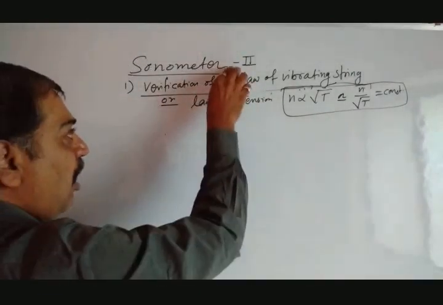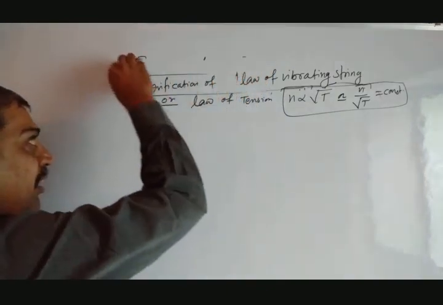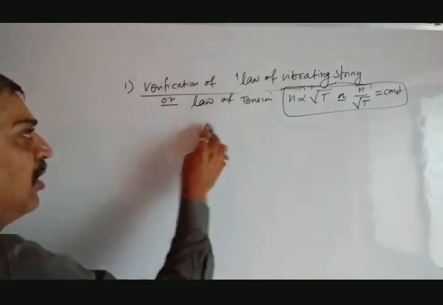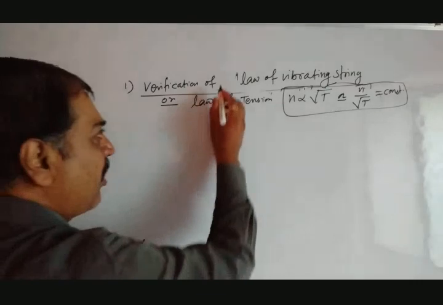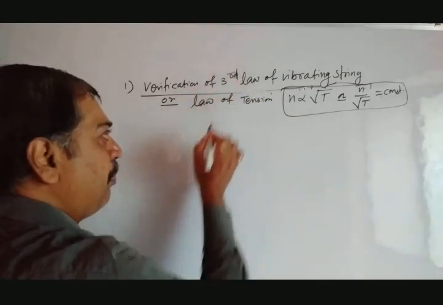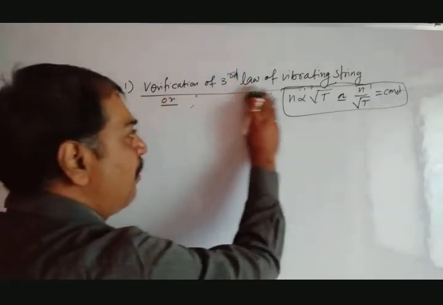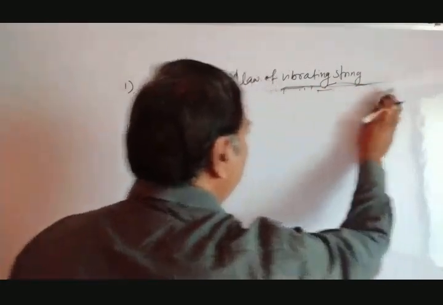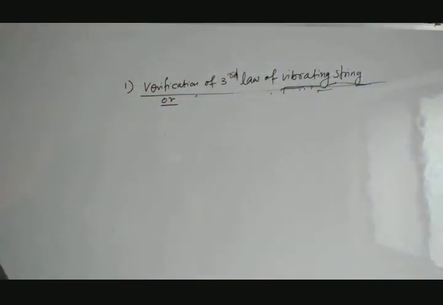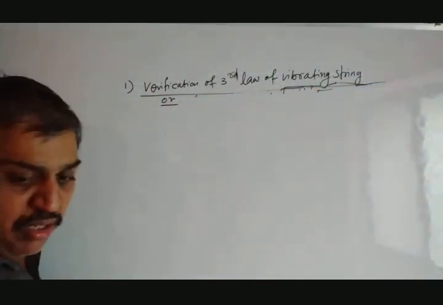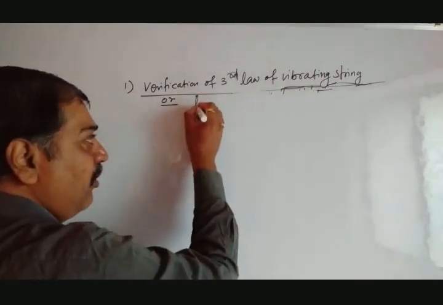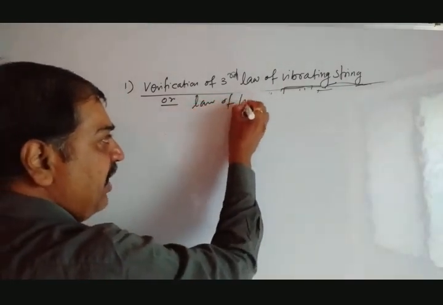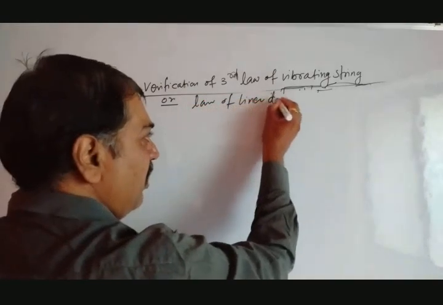Let's go to the third law of vibrating string. While deriving this third law of vibrating string, a lot of people are using the sonometer also. A lot of people can use the sonometer for the third law of vibrating string. But here, what is that third law? Law of linear density.